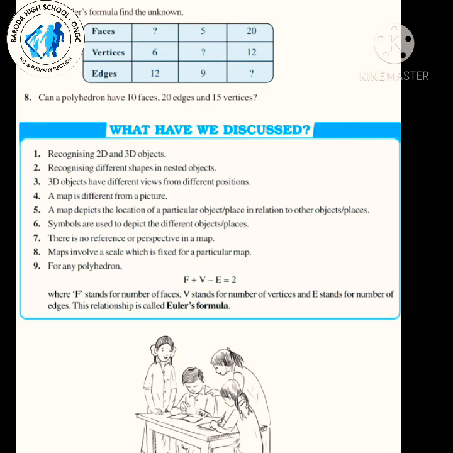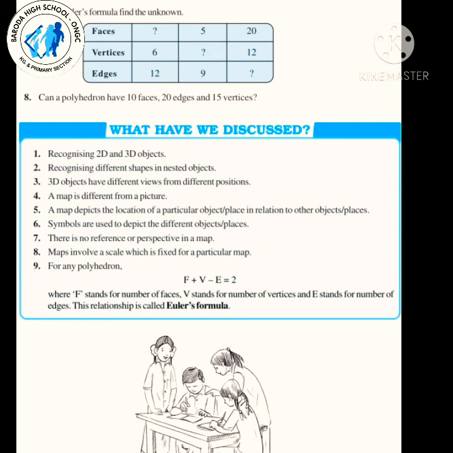In the second sum, the number of faces is given, that is 5, and the number of edges is given, that is 9, and we need to find the number of vertices. So we'll keep the number of vertices on the left hand side, and we'll take minus 9 and plus 5 on the right hand side, and hence we get the answer vertices is equal to 6. And in the third sum, we need to find the edges. Keep the edges on one side, and after calculation you'll get edges as 32 minus 2, that is 30.